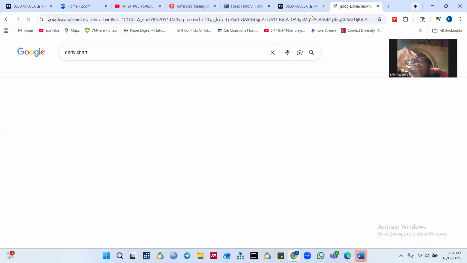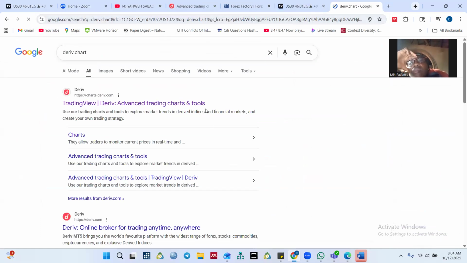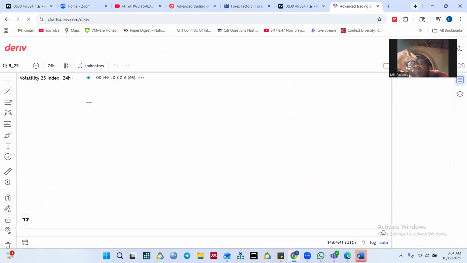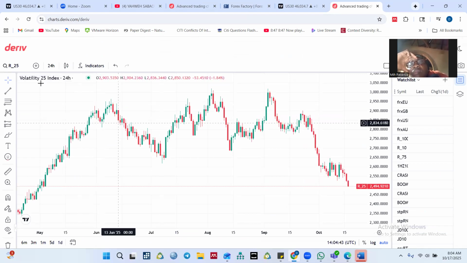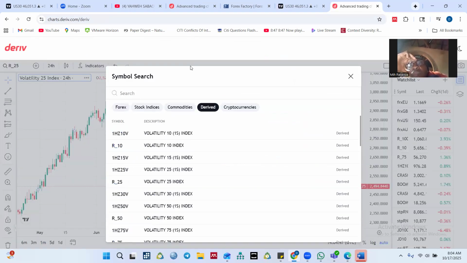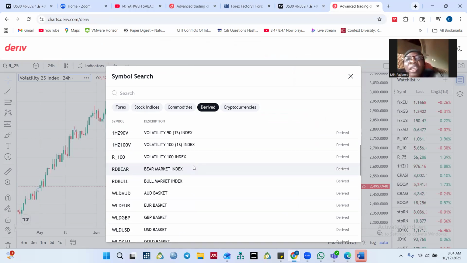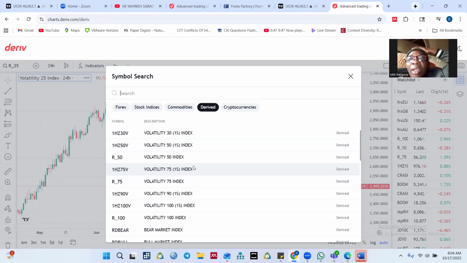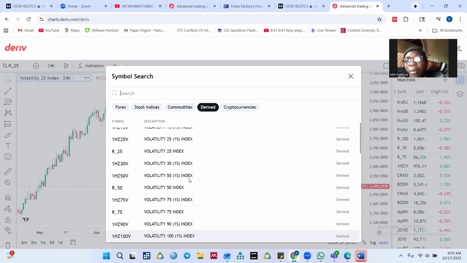deriv.chat comes up on the Google search. You click on it, and then you have the chart. So you can select any volatility pairs, or step, or zoom, whatever pairs you want. Each time I want to do an analysis, I should go back to Google and type there? Yeah, just come here and then type that.